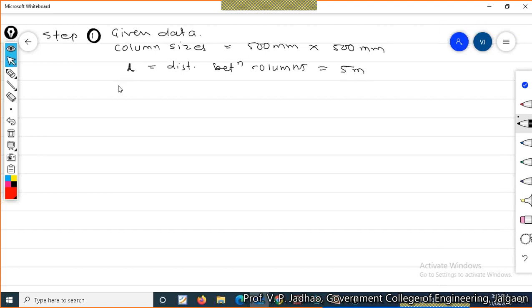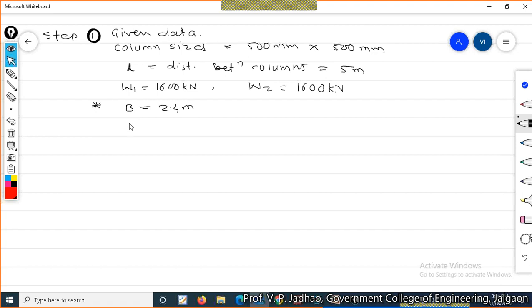Each column is carrying a load of 1600 kilonewton, so W1 is equal to 1600 kilonewton and W2 is equal to 1600 kilonewton. We have an available width restriction of 2.4 meter, that is, the width of footing is given as 2.4 meter. You cannot increase this width. You can increase the length, but not the width of your footing. So we have some restriction over the width of this particular footing.